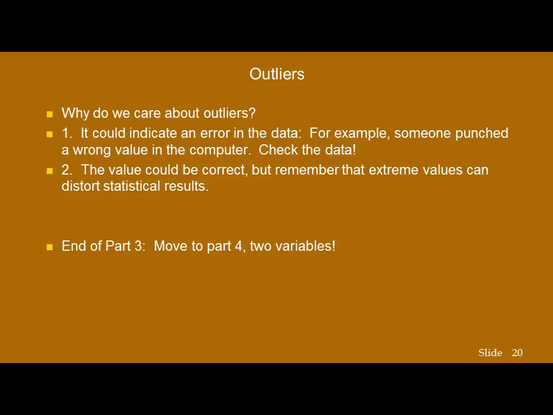The number could be correct, but also remember that extreme values can distort statistical results. So if you do have one value that's 5 standard deviations from the mean, it could have some distorting effects on, we already know, for example, the mean itself is getting pulled in that direction. So just keep that in mind.